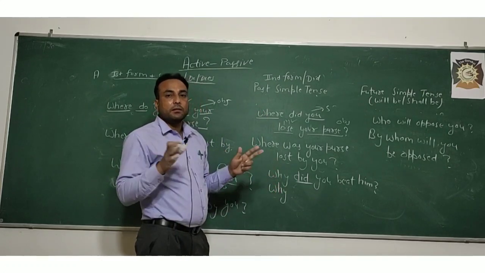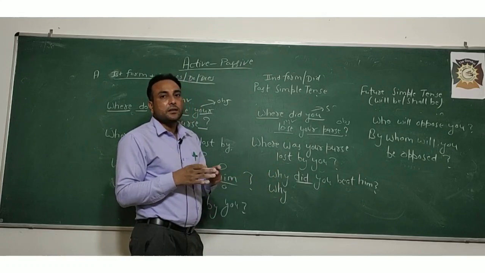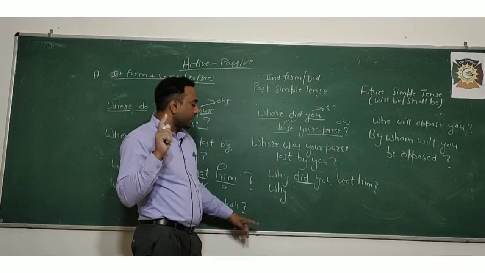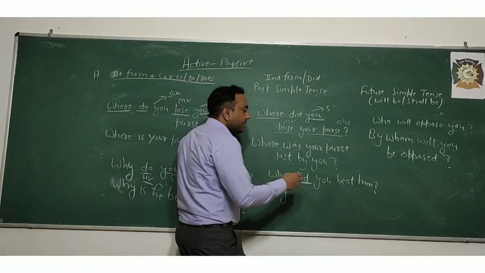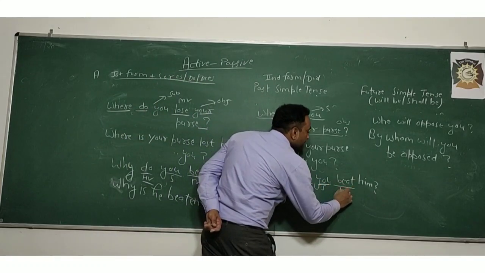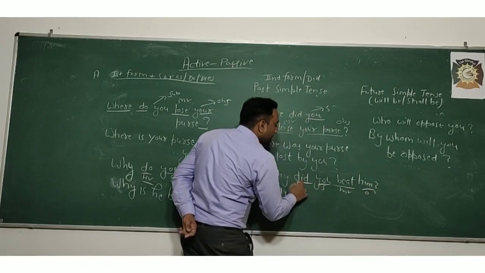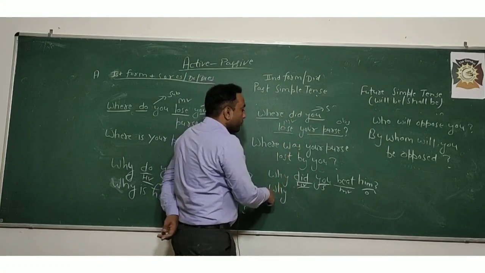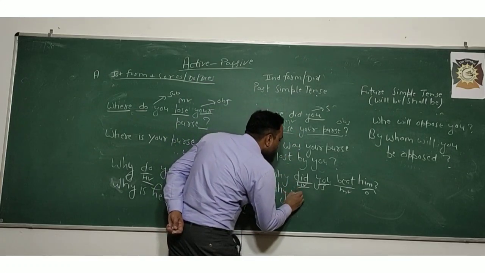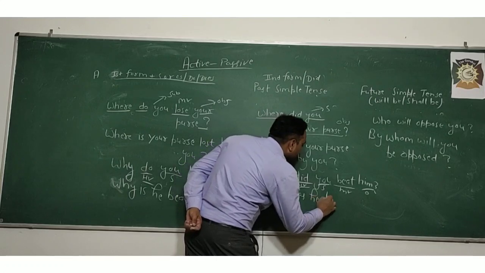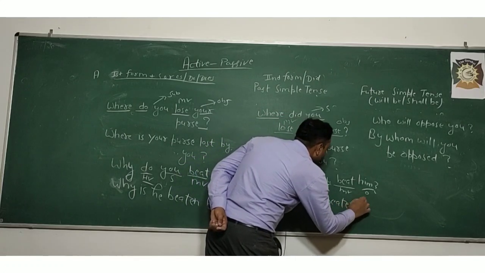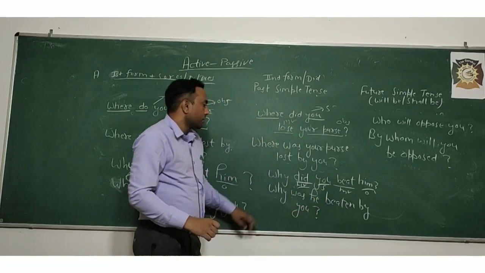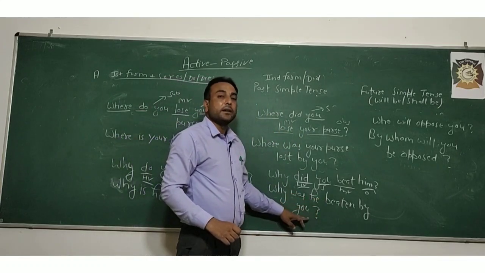There is no change in "why", because when a sentence starts with the WH family, you will not change it; only "who" changes into "by whom". Why remains as it is. Again, "you" is the subject, this is the main verb, this is the object, and the helping verb is used to tell us that this is past simple tense. So: Why was he beaten by you? Question mark.